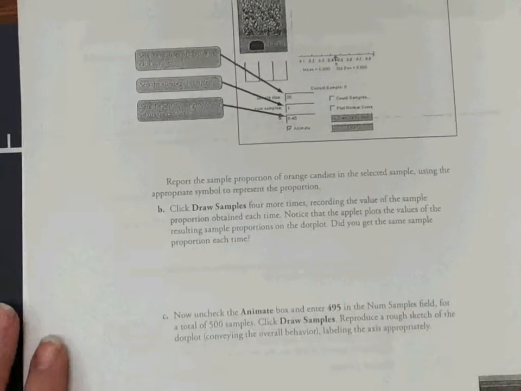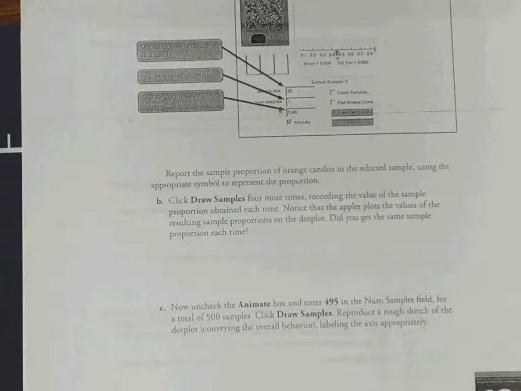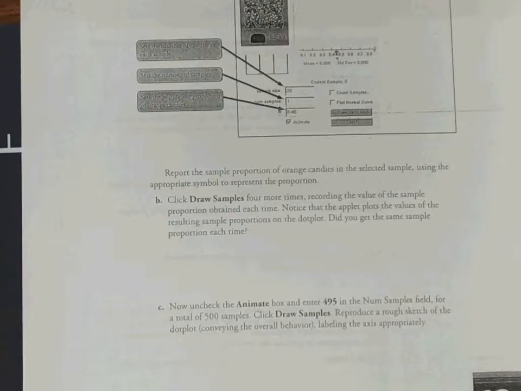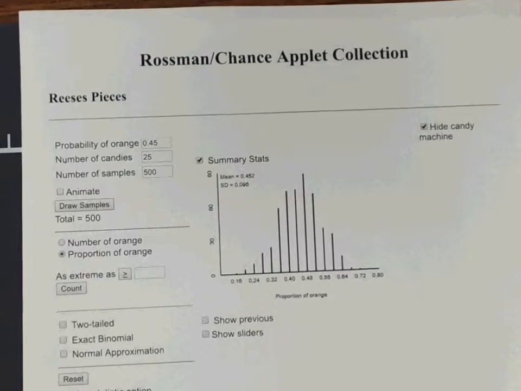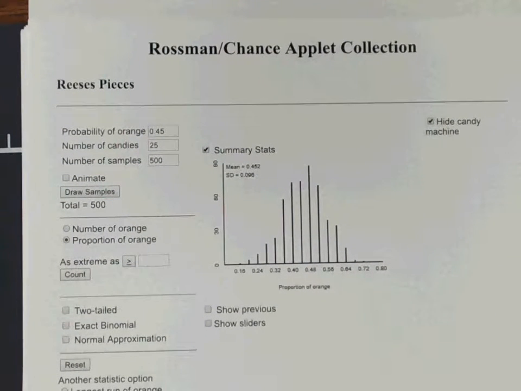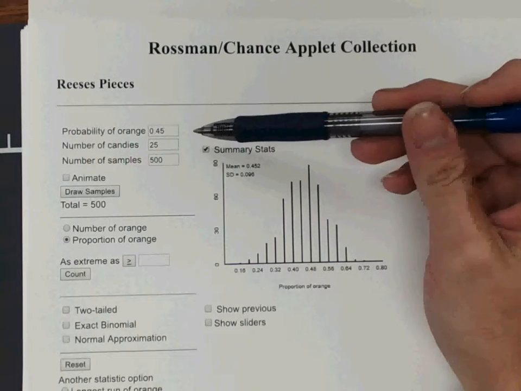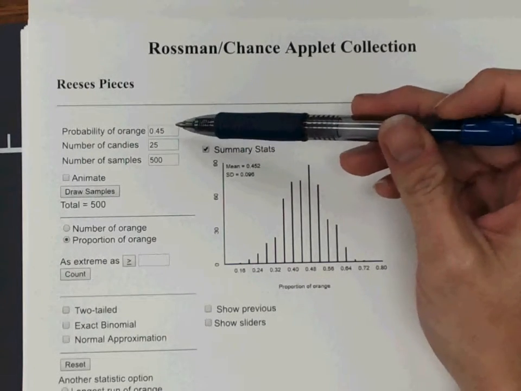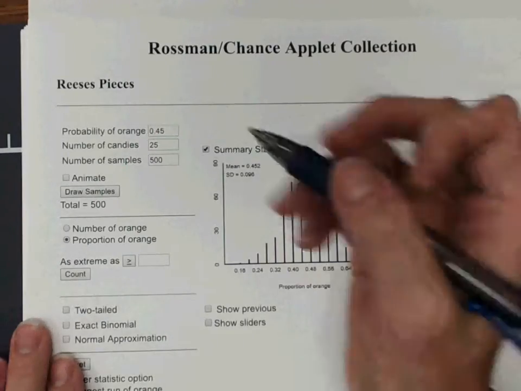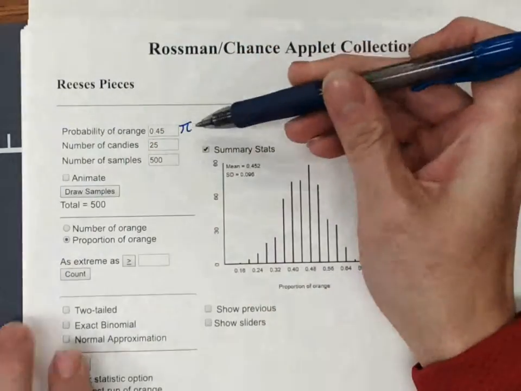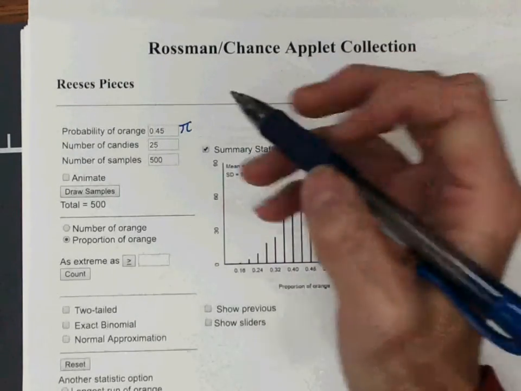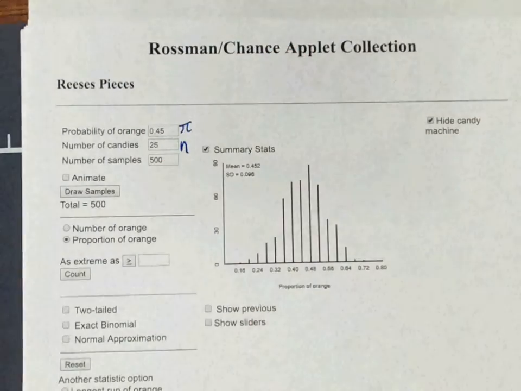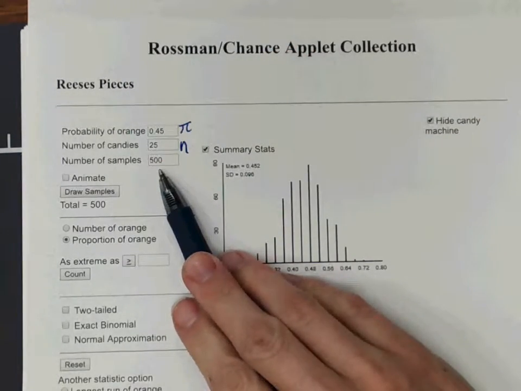So the next part, for part C, it says, okay, do it a total of 500 times. And that's what I have for you right here. So right here, this is a printout of what that applet can show you. Notice I have the probability of orange is set to 0.45. That's that pi, right? And remember, pi is your population proportion. And then here, the number of candies, that is my sample size. That's my N. And I have a total of 500 samples.